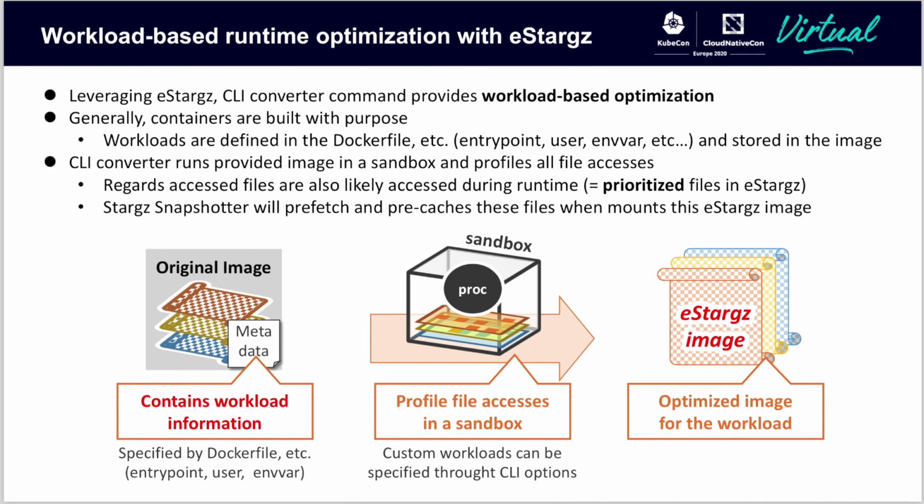As shown in the diagram, the original image is shown on the left side, and this contains workload information, so entrypoint, commands, user, etc. And the converter command runs this image in a sandbox, profiles file accesses, and generates eStargz. Again, when Stargz Snapshotter mounts this image, these accessed files are prefetched and precached, so we can access these files locally.